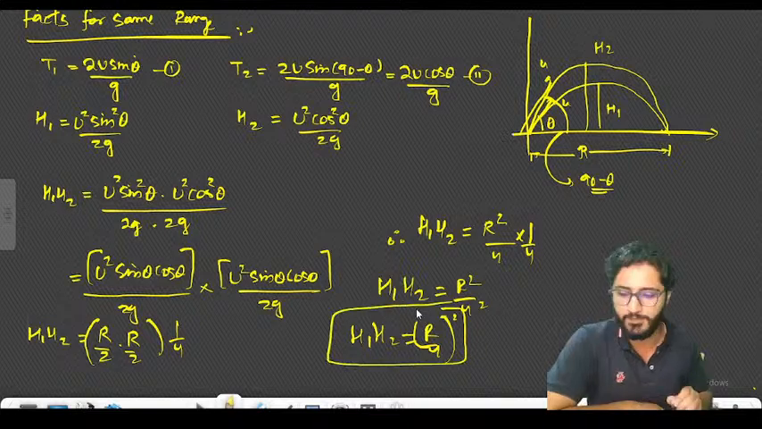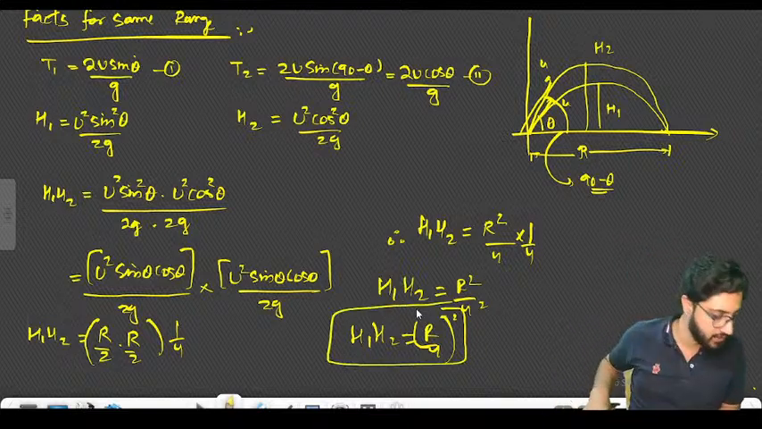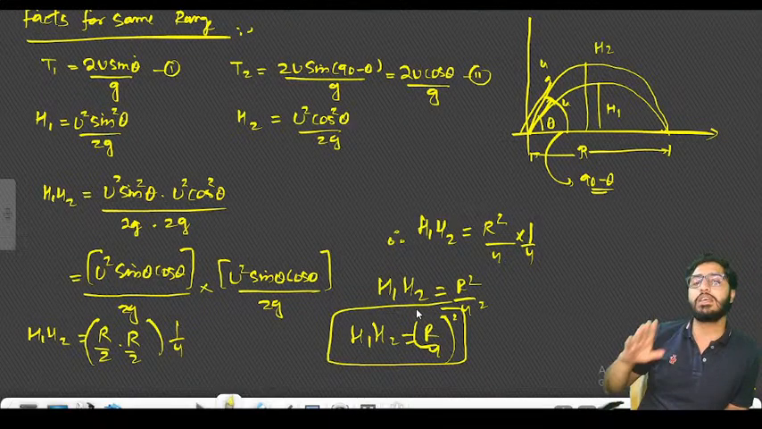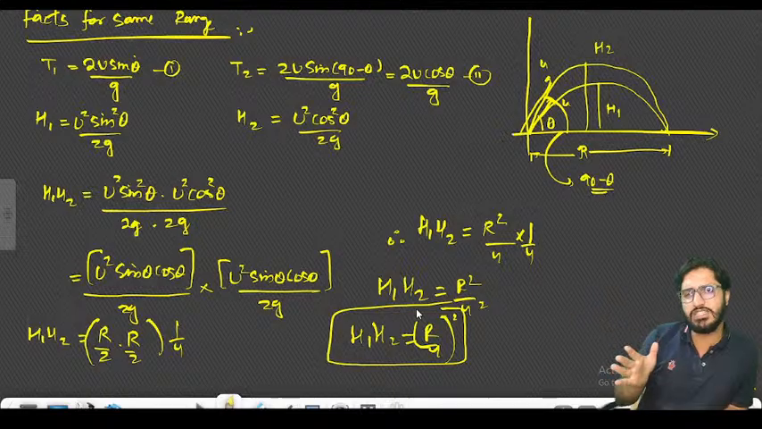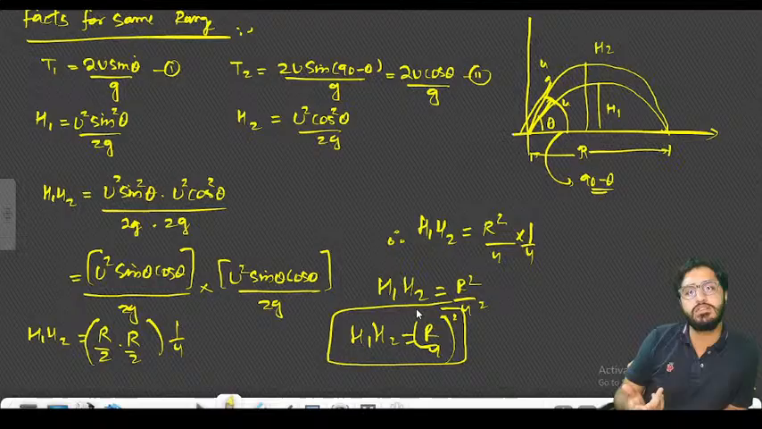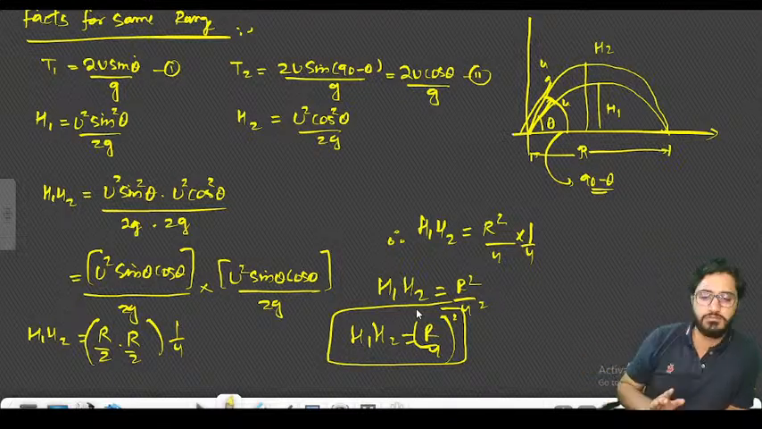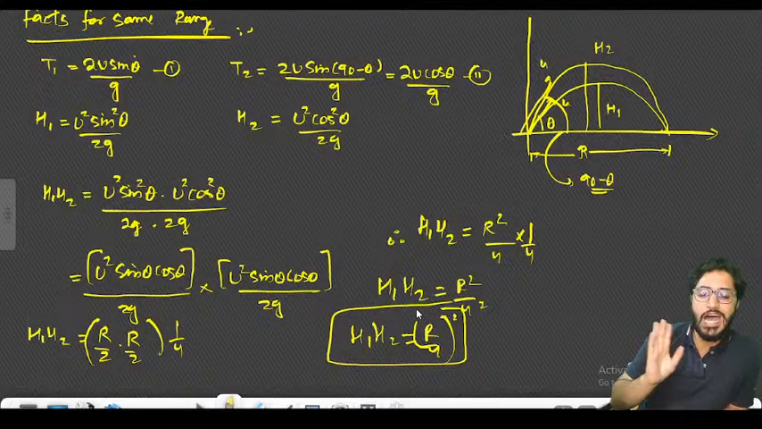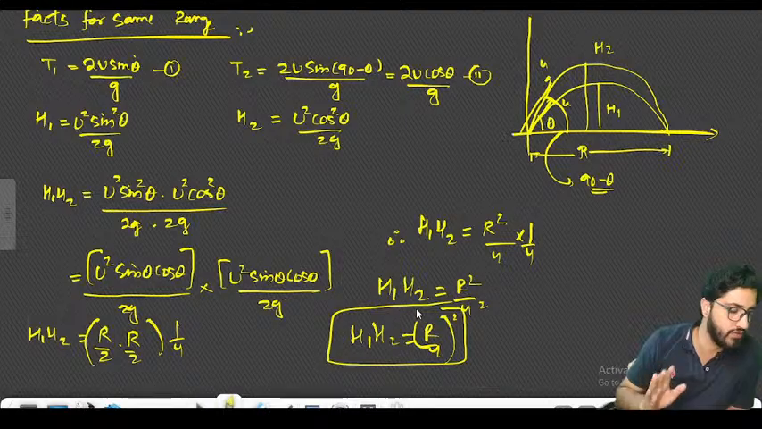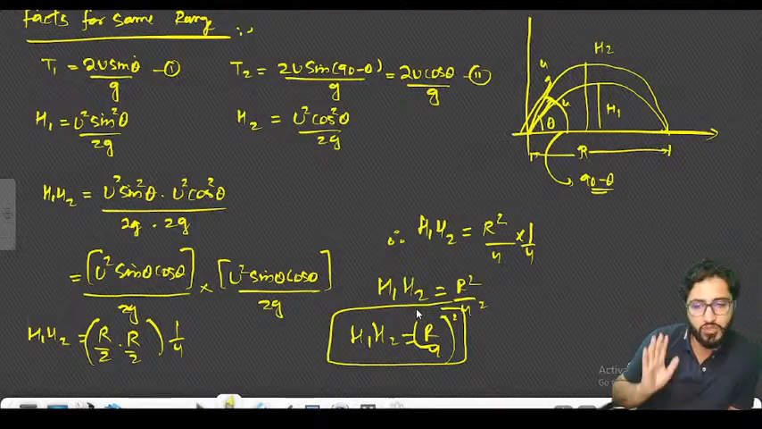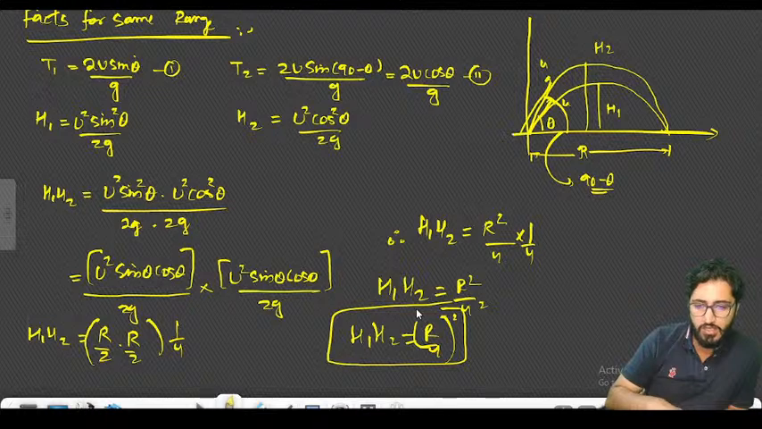Note down this point. That means if we are throwing the body in projectile motion with the same velocity and angles theta and 90 minus theta, that means for the same range, the multiplication of their heights would be R by 4 whole square. This point is also in your short notes. You won't think this way, right?